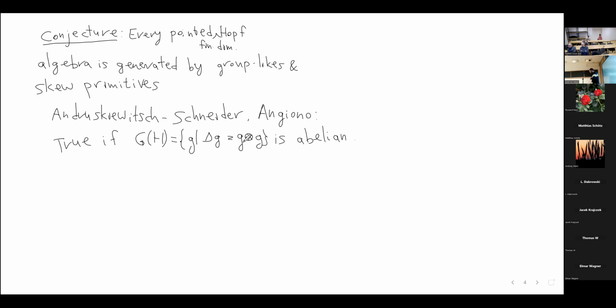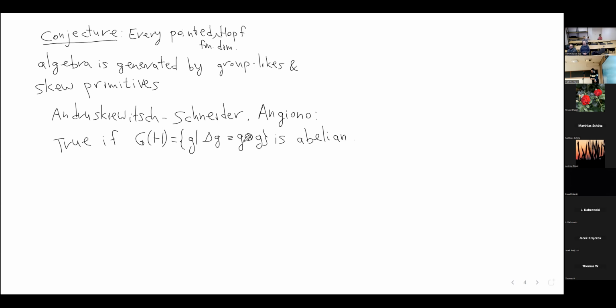But the other way around, that everything pointed is generated by group-like elements and skew primitives, that's more difficult. Does it mean that there are some examples of group-like elements forming a non-abelian group which is pointed? Yes, it's a good question. So this is the assumption that the group-likes form an abelian group. What about the non-abelian examples? So this is what I will talk about today.